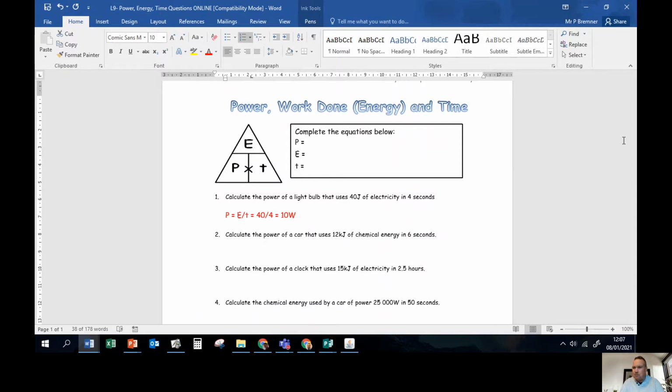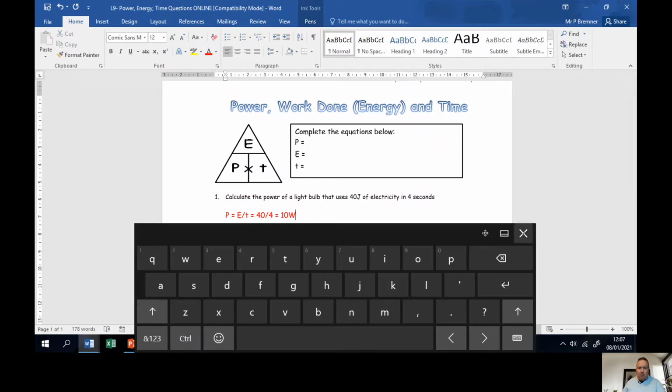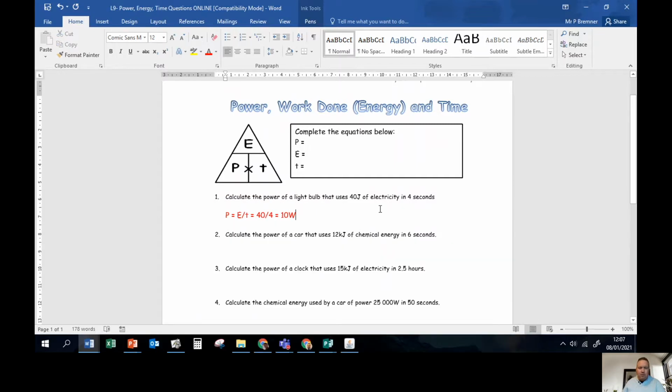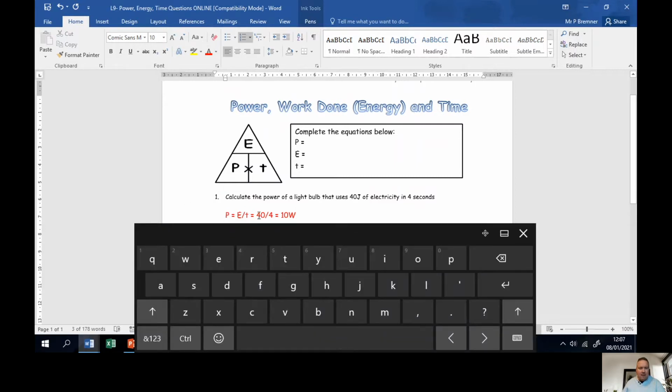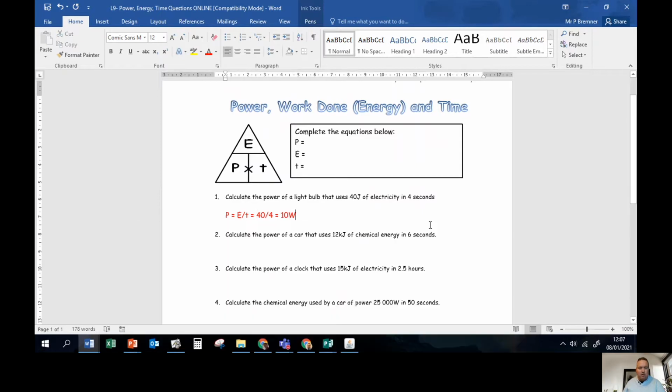Whenever you're doing this worksheet, please make sure you show your working out, just like I've done for the example for the first one. Calculate the power of a light bulb that uses 40 joules of electricity in 4 seconds. I've written out the formula I'm going to use: power is energy divided by time. I've written out my calculation and I've given the correct units in my answer, 10 watts. So please make sure when you're setting out your calculations, they look like that.